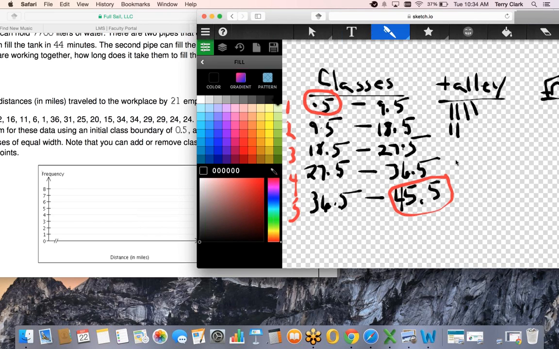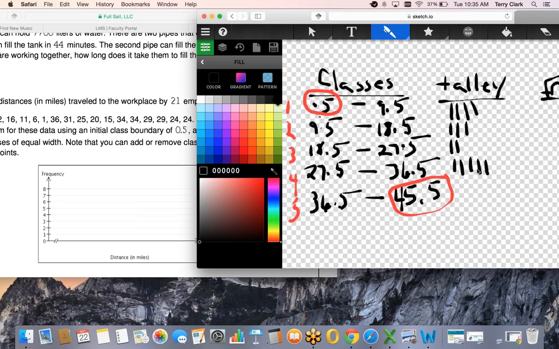The number 36 will fall in the fourth class. The number 31 will fall in the fourth class. The number 25 will fall in the third class. The number 20 will fall in the third class. The number 15 will fall in the second class. The number 34 appears twice, so it's going to fall into the second class twice. I'm sorry, the fourth class twice. The numbers 29 and 29 are also going to fall into the second class twice.